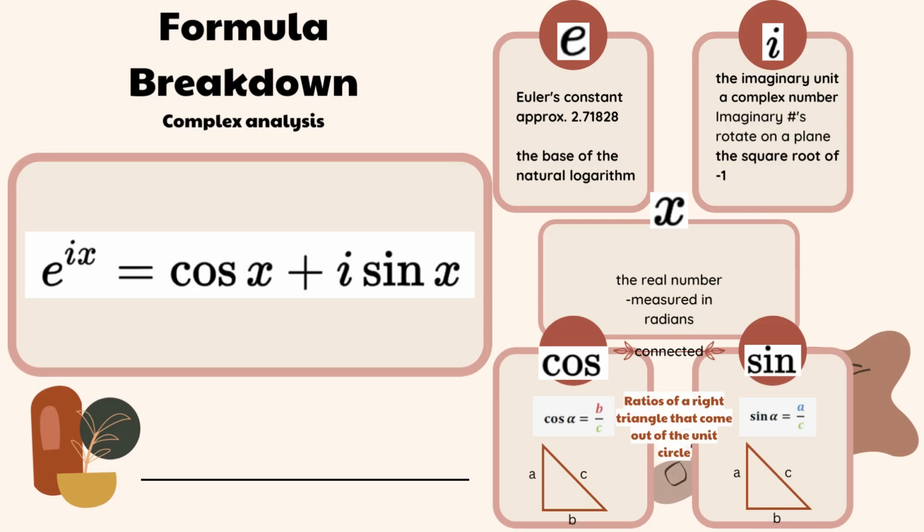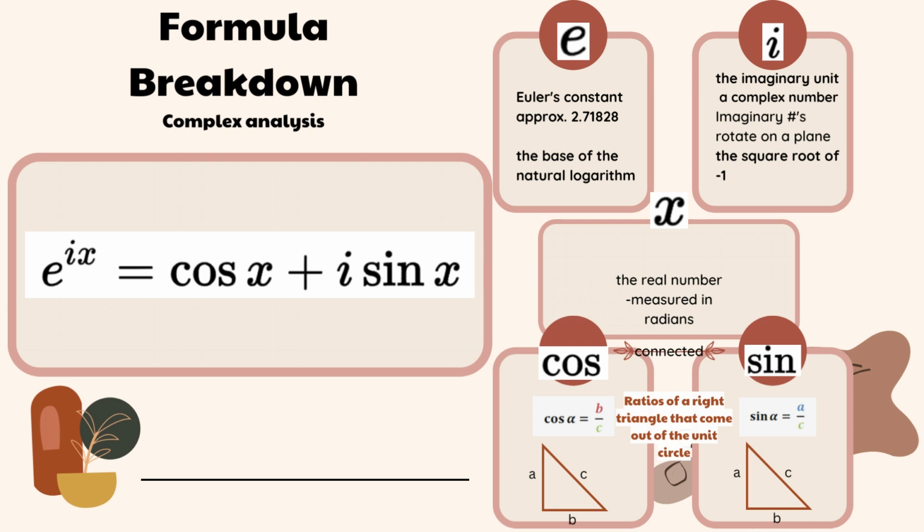Here is the formula breakdown of the complex analysis. You have e to the ix equaling cosine x plus i multiplied by sine x. e is Euler's constant, which is approximately 2.71828. This is the base of the natural logarithm. You also have i, which is the imaginary unit. It is a complex number.